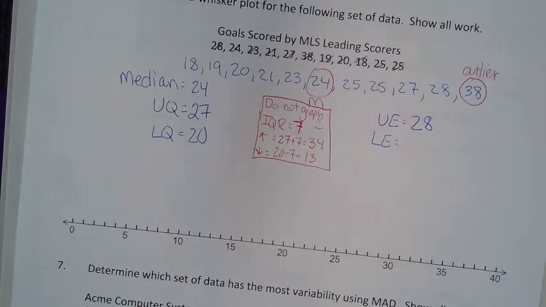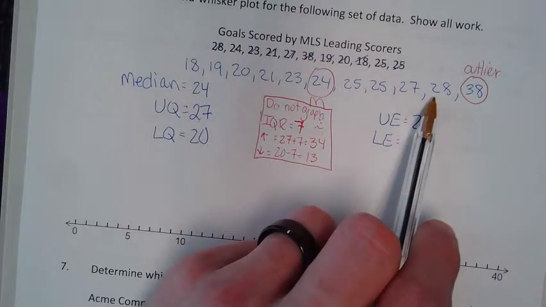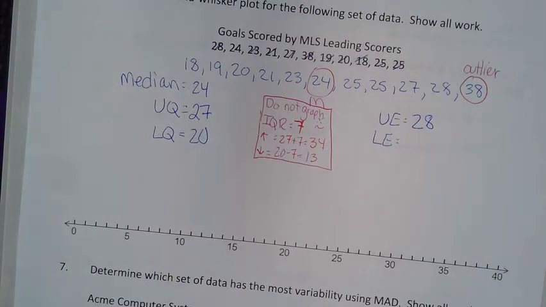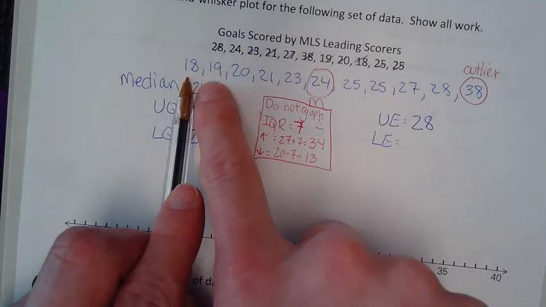So we have 28, because we can't say 38 because that's an outlier. So 28 is our biggest. That is not an outlier. What is our smallest number that's not an outlier? 18. Good. We go back to our original data set, and 18 is our smallest number. Good job.